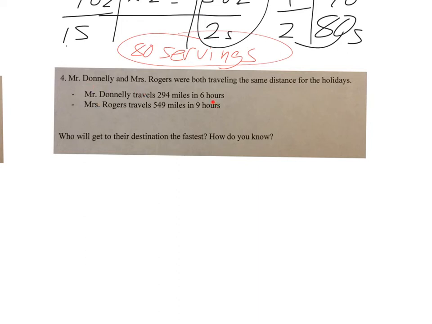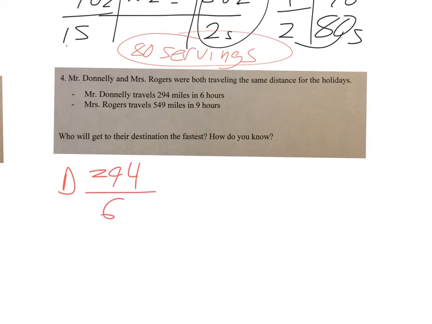All right, so then it says Mr. Donnelly's traveling rate, and Mrs. Rogers says who will get to their destination fastest, how do you know? So it doesn't matter where they're going because they're both traveling the same distance. We just don't know what it is. So what we have to do is to figure out, okay, if this is Mr. Donnelly's rate and this is Mrs. Rogers' rate, who's faster? Well, they don't have the same number of hours, so we have to get them to the same number of hours. So I'll label this work as Donnelly, and that's 294 miles in 6 hours.